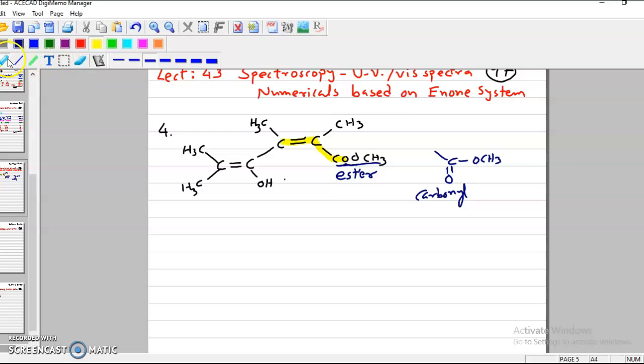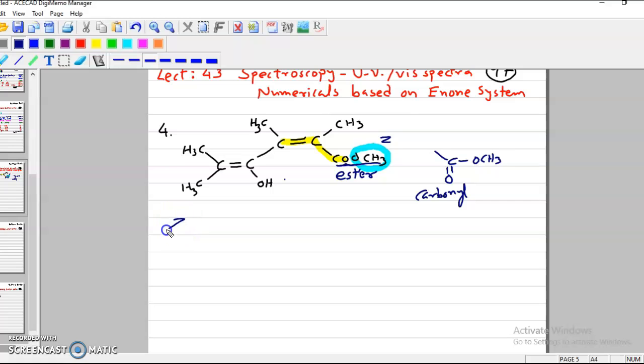So here, what is Z? Z would be OCH3. So this is called Z, and here Z is equal to OCH3. That means it is ester. Okay, so what will be the base value for this? Let us find out this.